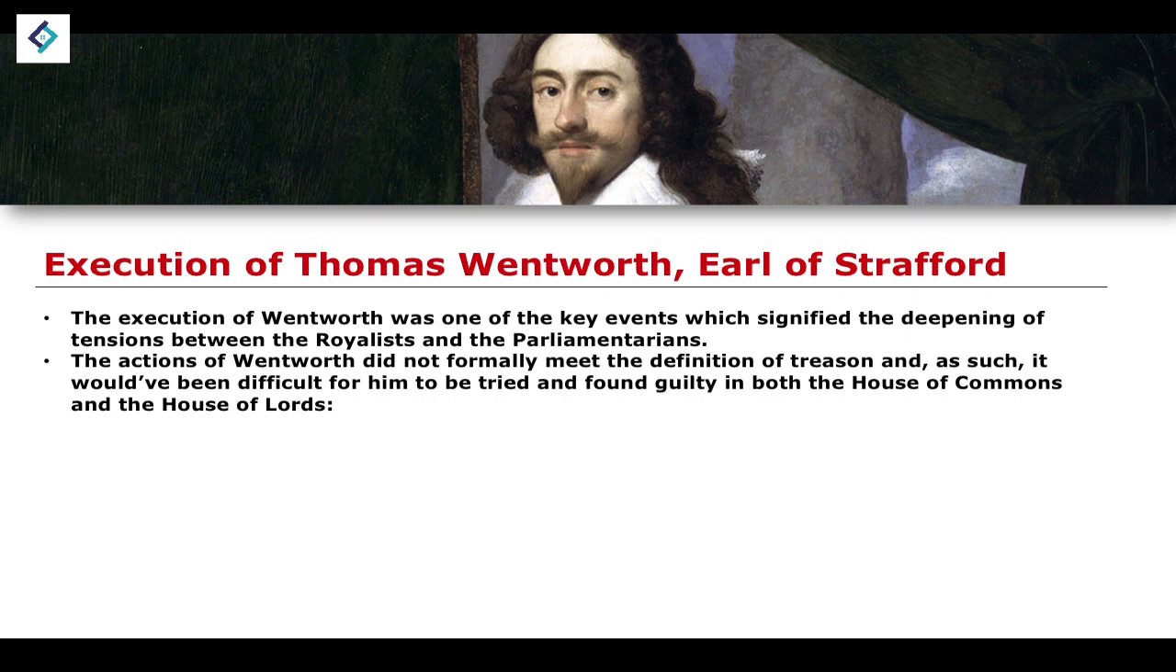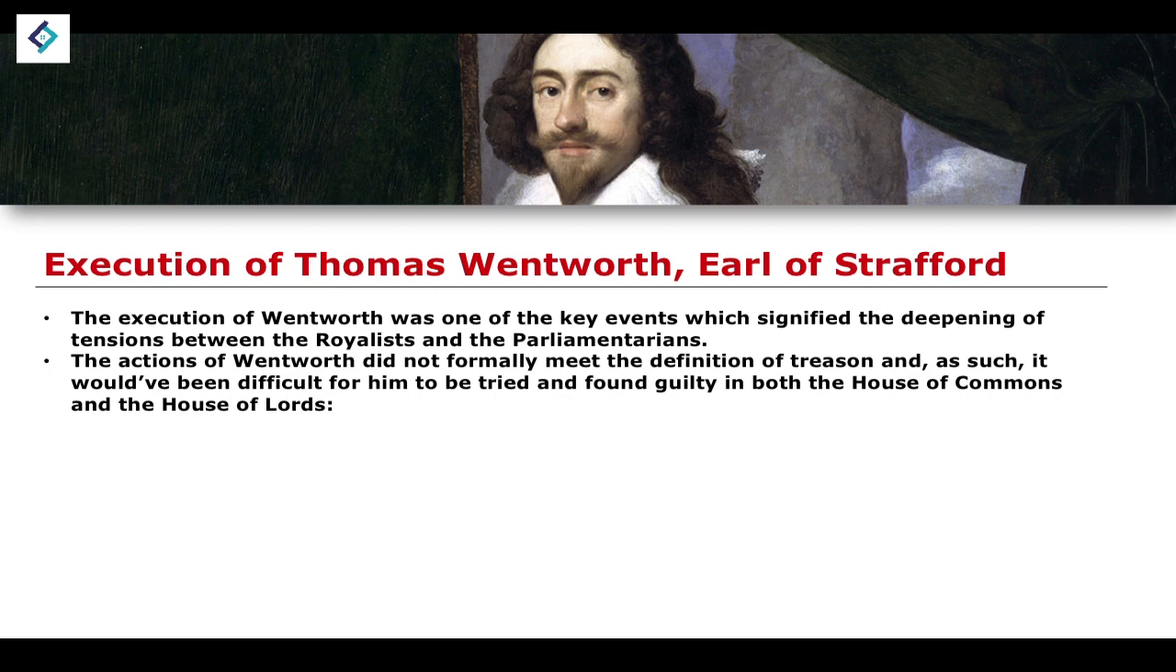So essentially, the problem that we have in terms of trying to get an execution of Thomas Wentworth, if you are a parliamentarian, is that his actions did not formally meet the definition of treason. While terrible, and while very controversial and tyrannical in a number of actions that he actually performed, Wentworth didn't formally meet that definition. And as a result of this, it was difficult to try and have him be tried and found guilty.